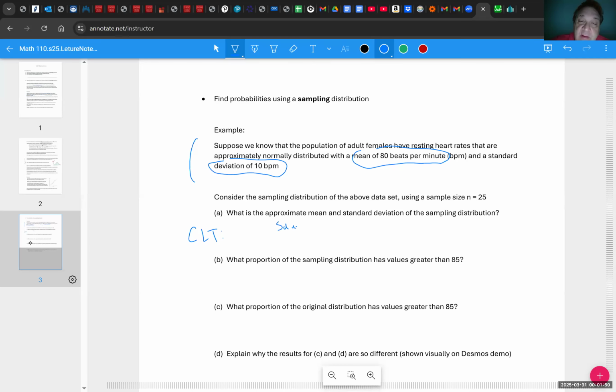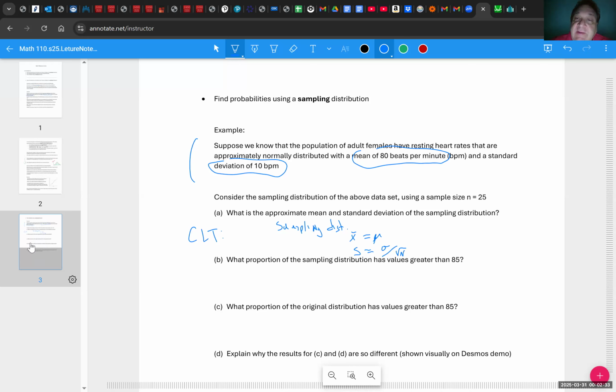sampling distribution has a mean x bar equal to mu, where mu is the mean of the population, and it has a standard deviation. I wanted to put them on top of each other. Let me fix this a little bit so that it fits. X bar is equal to mu, and the standard deviation is equal to the standard deviation of the original distribution, divided by square root of n.